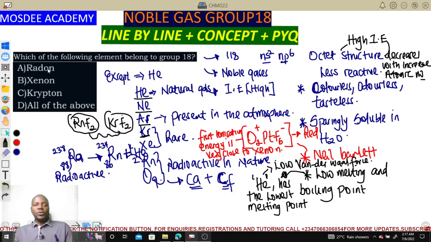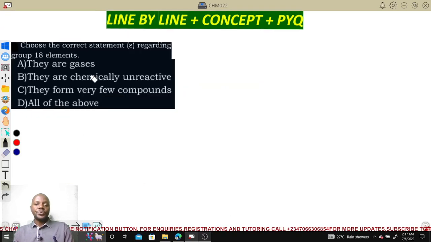Which of the following elements belong to group 18? We talked about helium, neon, argon, krypton, xenon, and radon. The answer is all of the above. Nothing to talk about there. Concept-wise, you know it now. Next question. Choose the correct statement regarding group 18. They are all gases, which I talked about. They are chemically unreactive because they have reached their octet. They only form few compounds, also correct. So some other characteristics you can keep down. The answer to this is also all of the above.